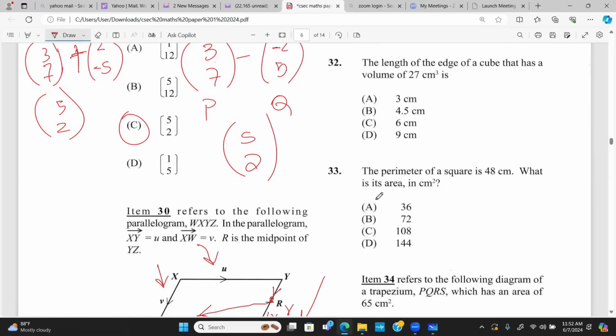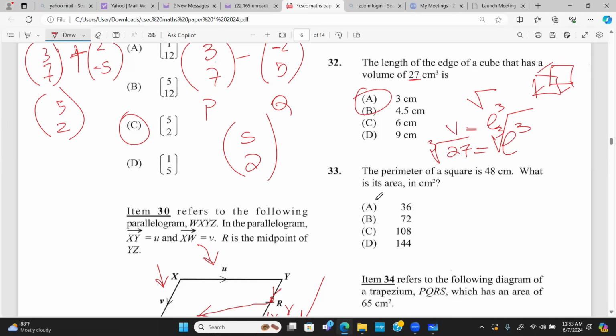All right, the length of the edge of a cube that has a volume of 27. So let me write it. The volume of a cube is going to be L to the third. So basically we're saying 27 is equal to L to the third. So take the cube root. The cube root is going to leave you with 3. This cube is a 3 by 3 by 3, so the volume is 3 times 3 times 3, 27. So watch this: the length of the edge is 3.